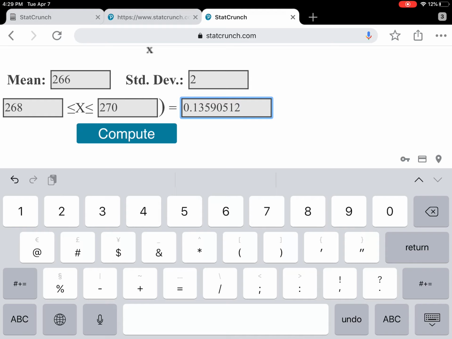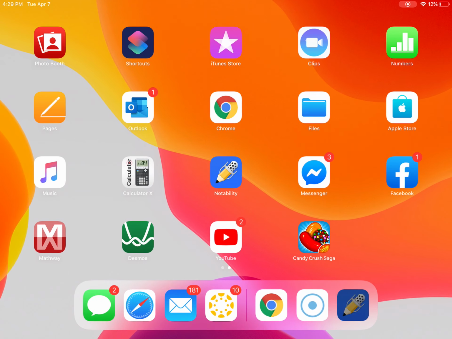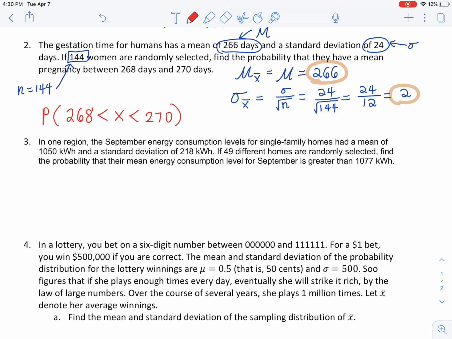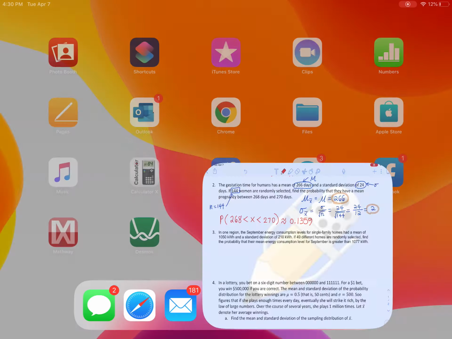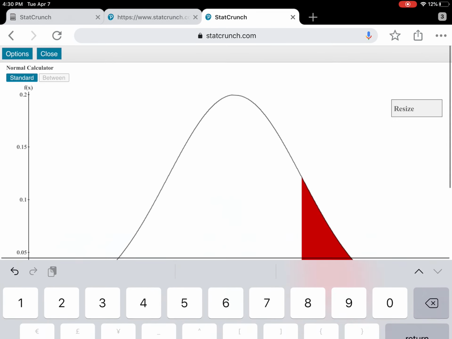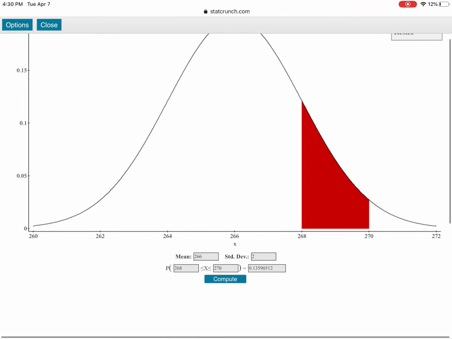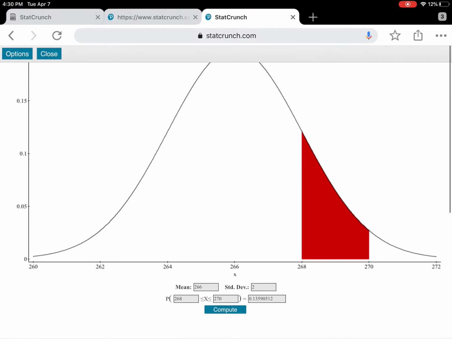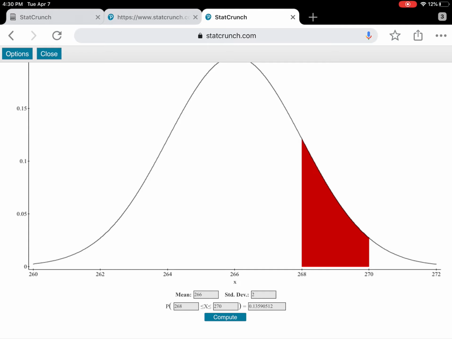That's my answer. Let me see if I can copy this. Oh no. Well, I don't know how to copy on my iPad, so I'm just going to type this in my notepad. 1359. Okay. Going back to my note page, I got that the probability is approximately 0.1359.